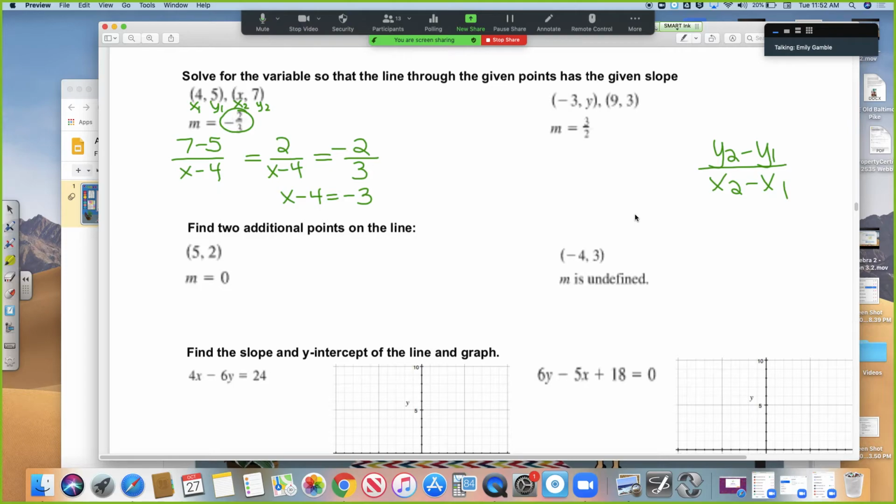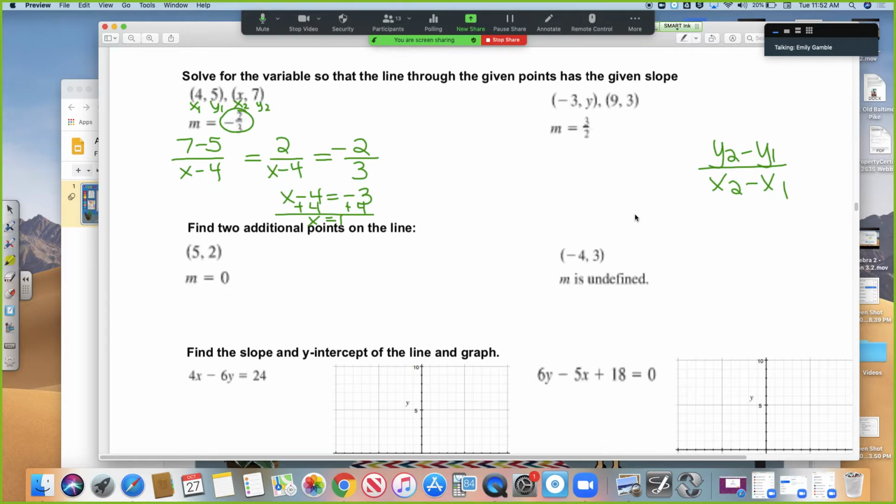I really am not like that. I had to show all my work in order for it to make sense to me. So to solve this, I would add 4 to both sides, and I get x equals negative 3 plus 4, which is 1. That means x would have to be 1 in order for this slope to equal negative 2/3.